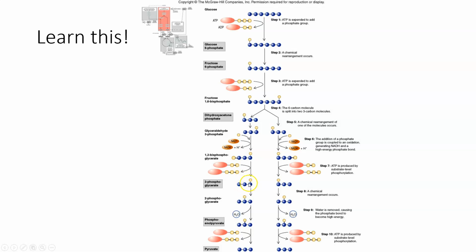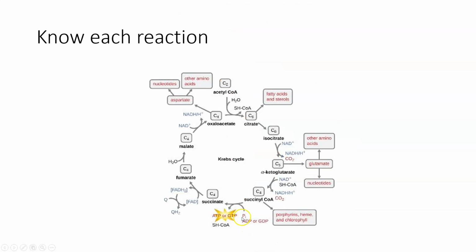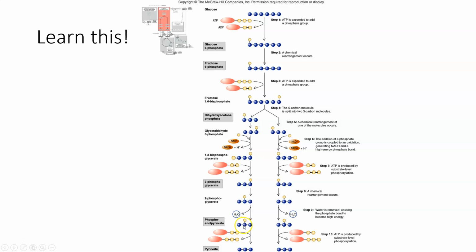From there, with a chemical rearrangement, we move the phosphate over to the 2nd carbon so it becomes 2-phosphoglycerate. We strip off a water molecule and make it phosphoenolpyruvate or PEP. And then PEP, we're going to do another substrate level phosphorylation, take the phosphate off, add it to ADP to make ATP, and that turns this into pyruvate.